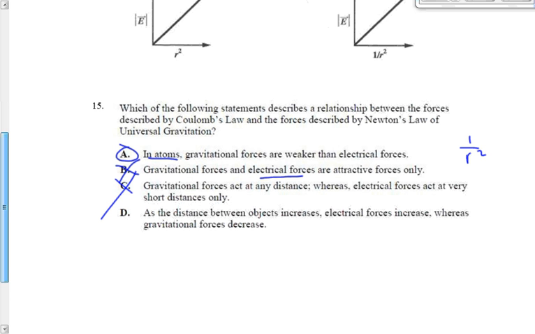As the distance increases, electric force increases. No, as the distance increases, the electric force decreases, same as it does for gravity. It's the same relationship. So sure enough, the answer does happen to be A.